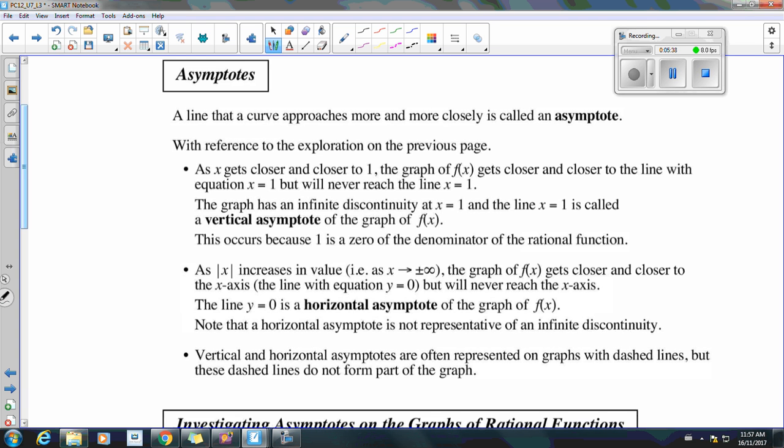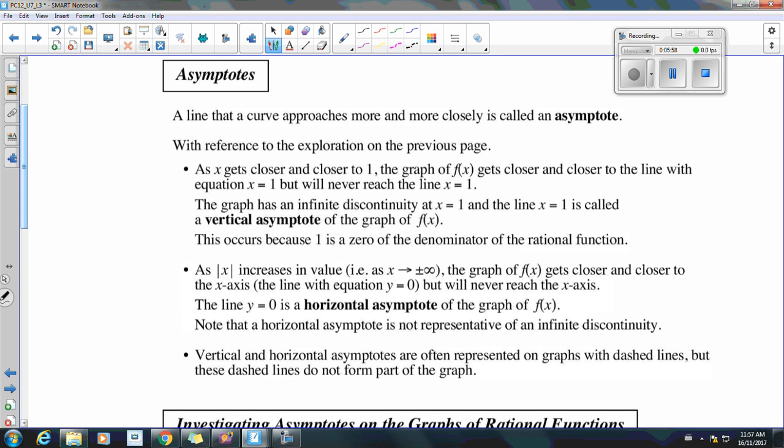With reference to the exploration on the previous page, as x gets closer and closer to 1, the graph of f(x) gets closer and closer to the line with the equation x = 1, but will never reach the line x = 1. The graph has an infinite discontinuity at x = 1, and the line x = 1 is called a vertical asymptote of the graph.